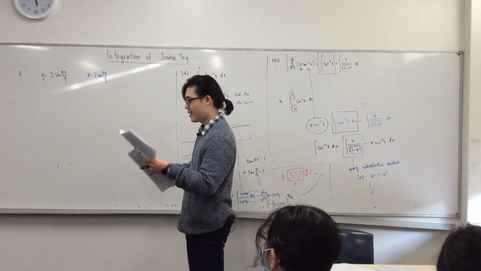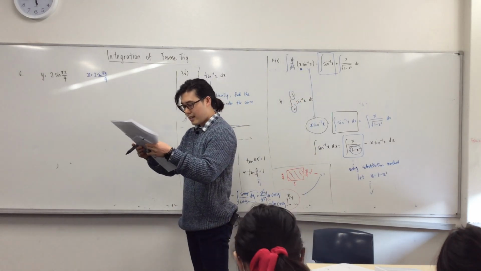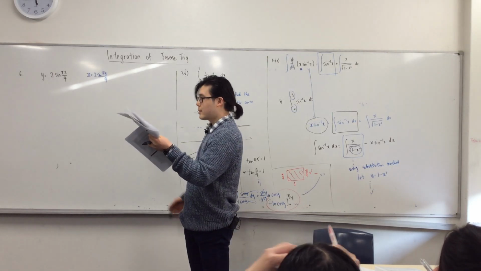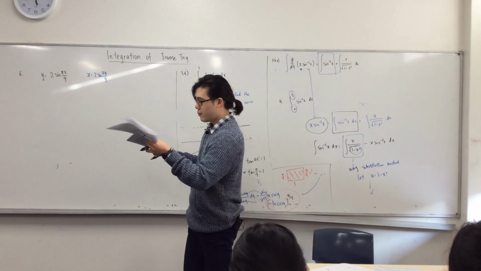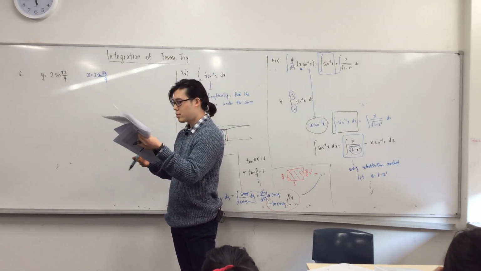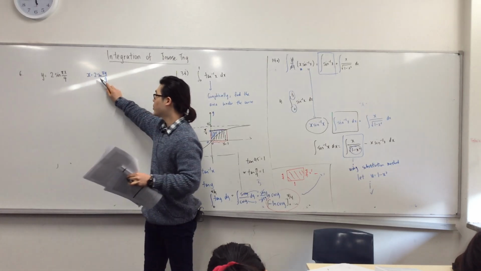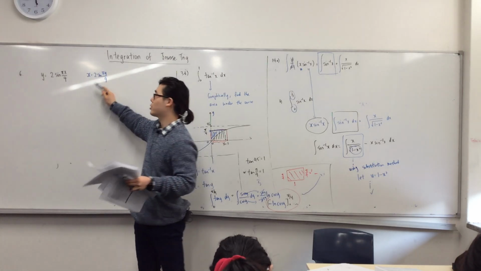All right, girls, let's look at question 6. On the same axis, sketch the graph of y equals 2 sin(πx/4) for x between 0 and 2, and x equals 2 sin(πy/4). That's not hard to sketch. This one is a bit confusing, so I firstly want to show you that.